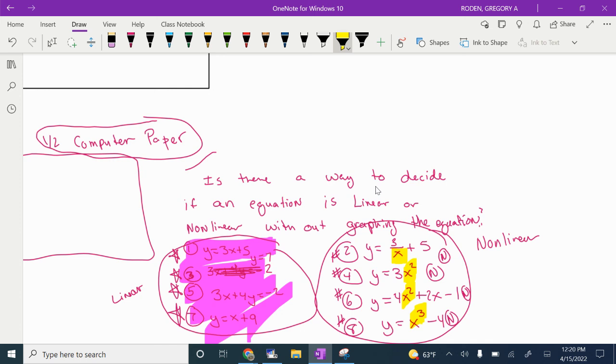So you should, in your answer, say that nonlinear graphs have x in the denominator or x raised to a power of 2 or higher. And that's how you know, just by looking at the equation, if it's nonlinear. There are other things that make it nonlinear, but for today, we're just going to say if x is in the denominator, or you have an x squared or an x cubed, or an x to the fourth or x to the fifth. Any x to the power of 2 or greater makes it nonlinear.